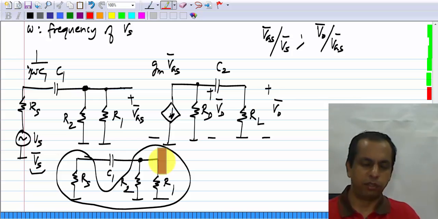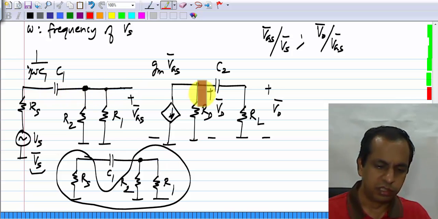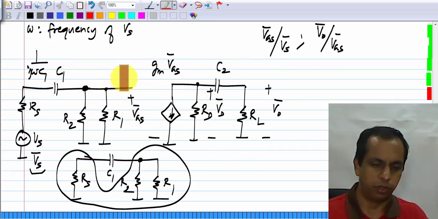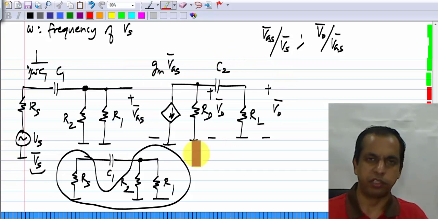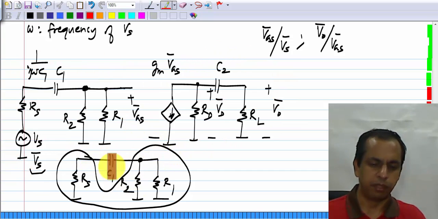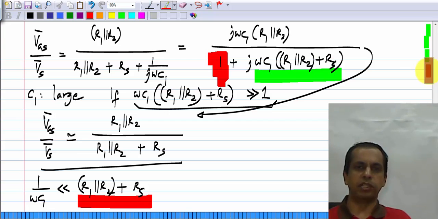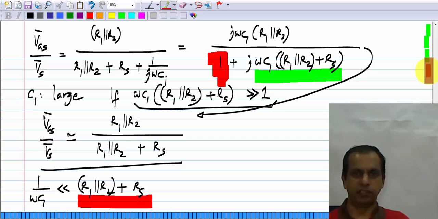Now, one more point I have to quickly mention is that this is a second order system, but there are two separate first order systems which are decoupled. So, it is correct to treat these as two separate first order systems. All you have to do is to find out the resistance that appears across the capacitor and make sure that the capacitive reactance is much smaller than that resistance.